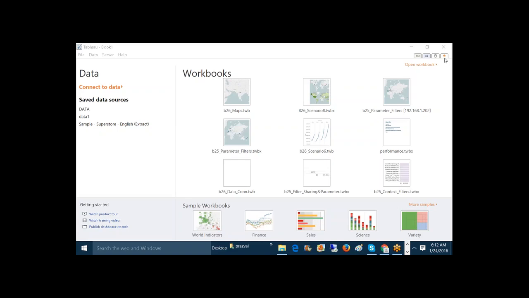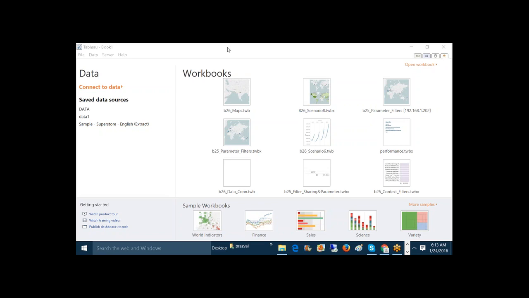In Tableau, in total I have two types of connections. Number one, the live connection, and number two, the extract connection. The live connection just creates the communication path between Tableau and the data source. The extract connection just creates a local data copy with the help of the Tableau data engine. All these things we have seen in the previous session.